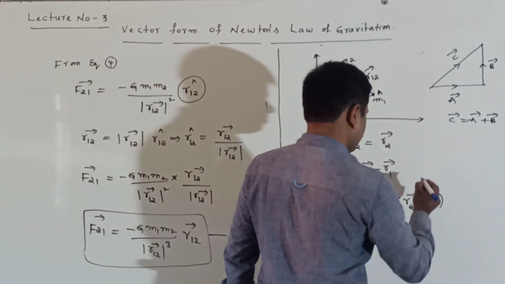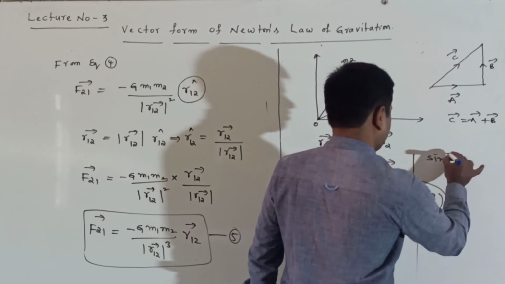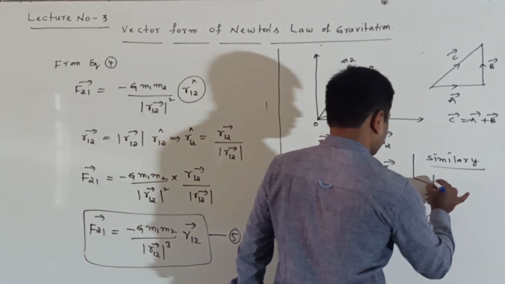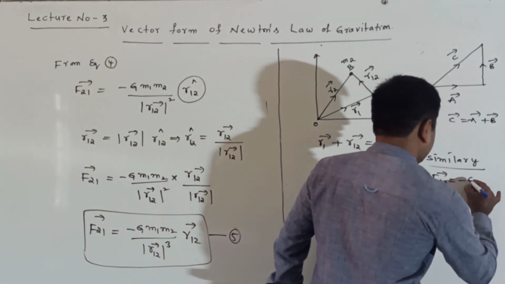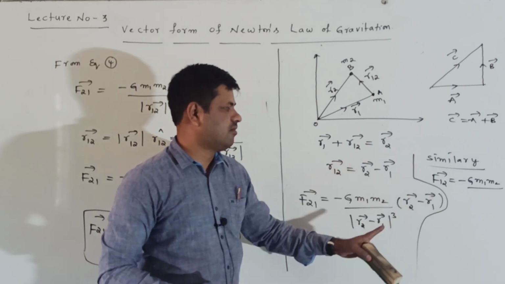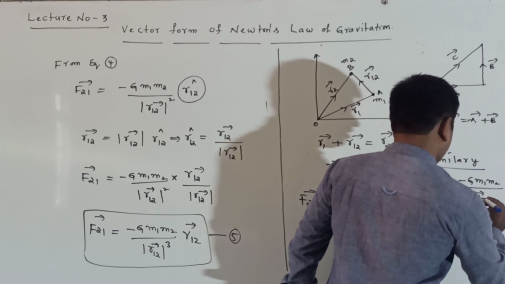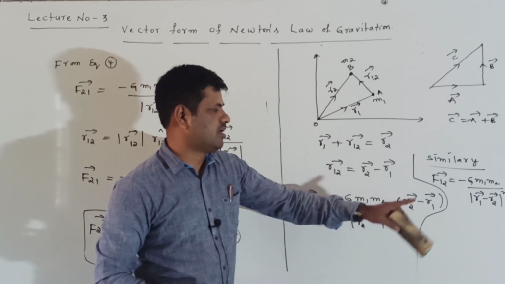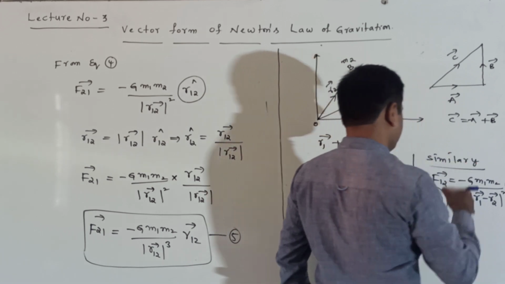Similarly, we can write F12 bar also: minus G into M1 M2 by mod of R1 bar minus R2 bar whole cube. Here R2 minus R1 becomes R1 minus R2, multiplied by R1 minus R2 bar. We write it similarly.